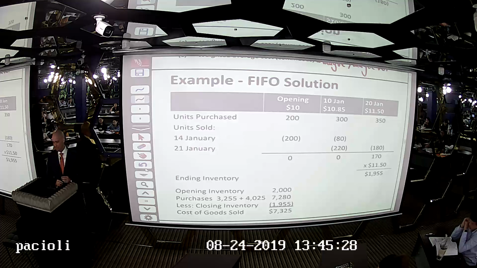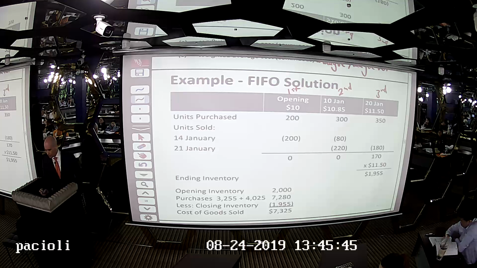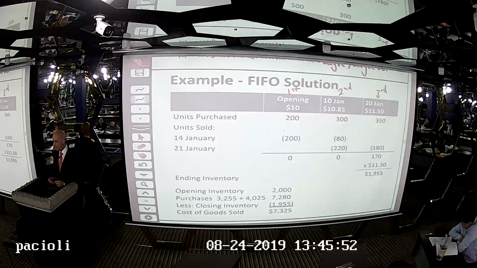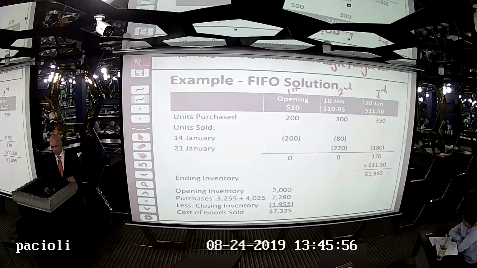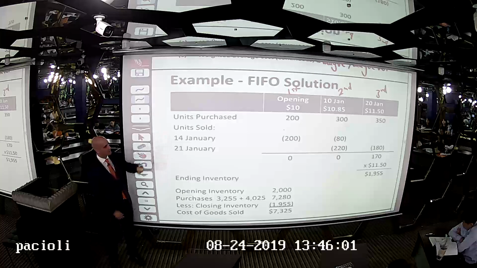Typically 3. Okay, so why did we put the $10 inventory on the left? Because this is the original, the first inventory we bought, and then the second, and then the third inventory. We want to know how many units. For the $10 inventory, we bought 200 units. For the $10.85, we bought 300 units, then 350. We sold 2 times. We sold on the 14th of January, and then we sold on 21 January.